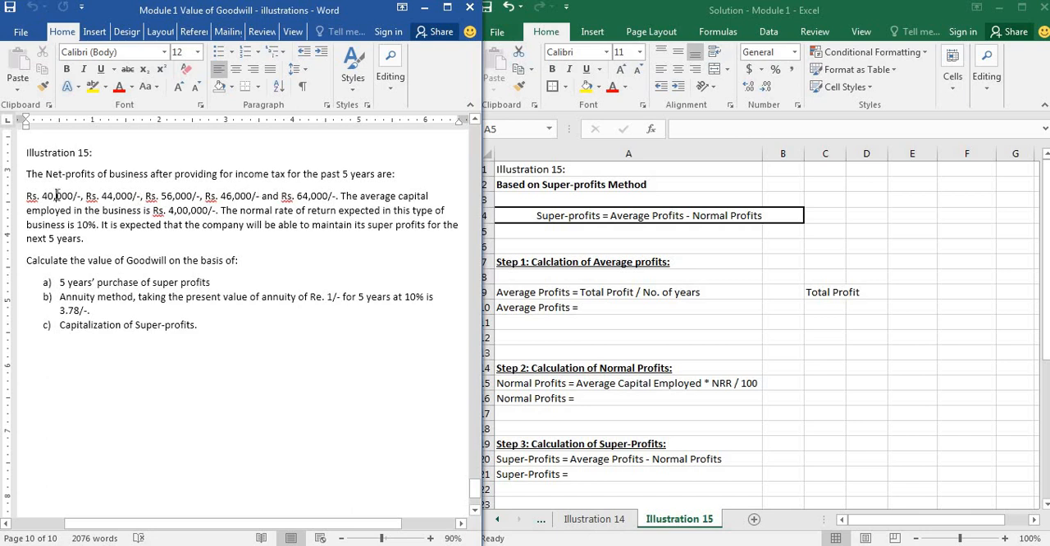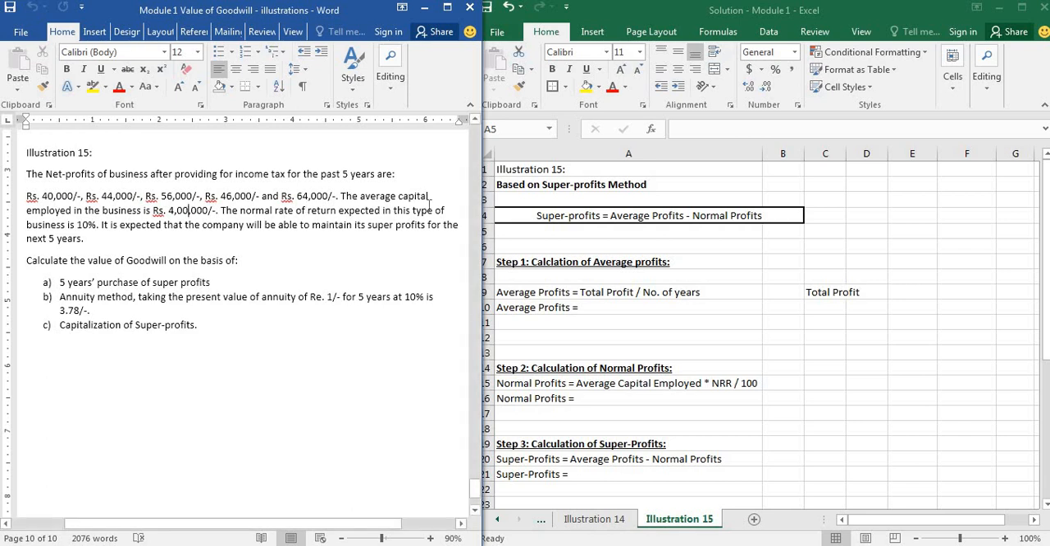So we understand that we are supposed to use simple average profits method to calculate the super profit, that is okay. The average capital employed in the business is rupees 4 lakhs. So in the previous illustration, they had not given average capital employed, but in this particular illustration, they have given us average capital employed. So we don't have to separately calculate average capital employed.